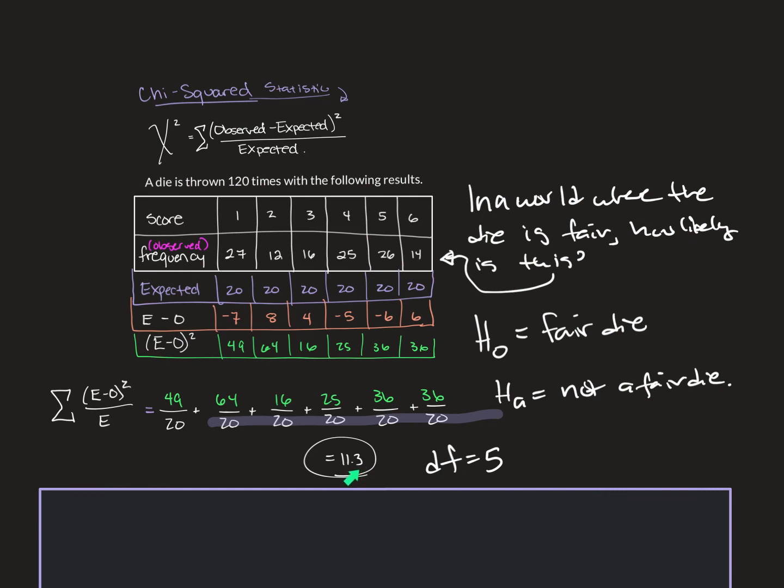And it doesn't mean much until I look back at that graph. Now notice I have 5 degrees of freedom here because there were 6 numbers. So if I knew that the total was 120 and these were the results I got for the first 5, I could figure out what that last one is. So I have 5 degrees of freedom and the number I'm kicking out here is 11.3. So now let's look back at that graph.